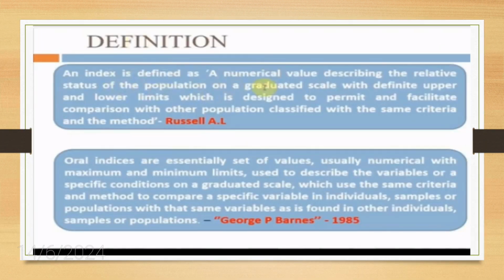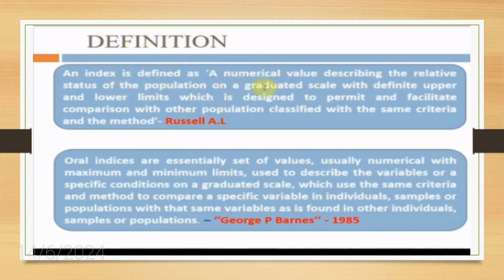An index is defined as a numerical value describing the relative status of the population on a graduated scale with definite upper and lower limits, which is designed to permit and facilitate comparison with other population classified with the same criteria and method. This is the most common definition of an index given by Russell A.L. It states that it is nothing but a number describing the status of a population, like status of oral health, caries status, plaque status, gingival status in a graduated scale.